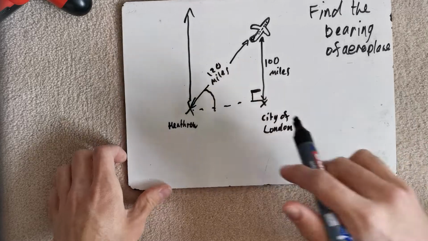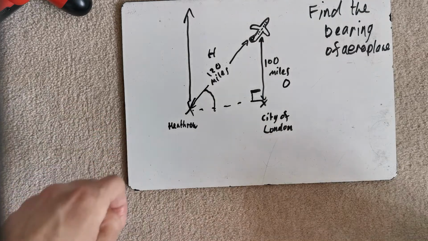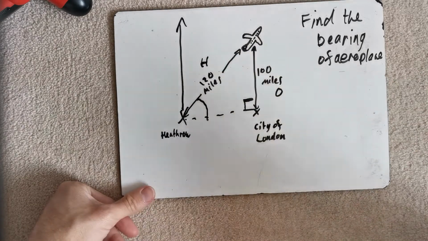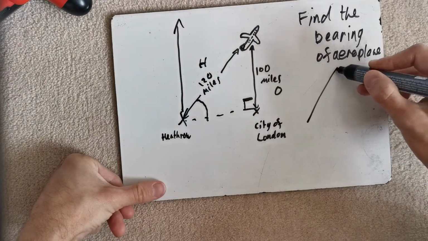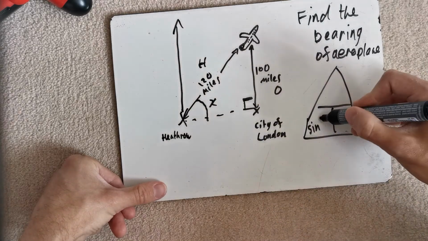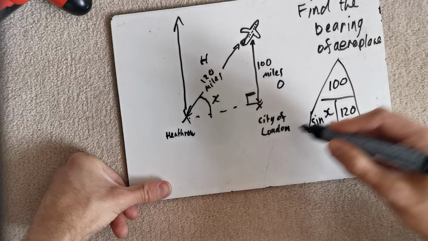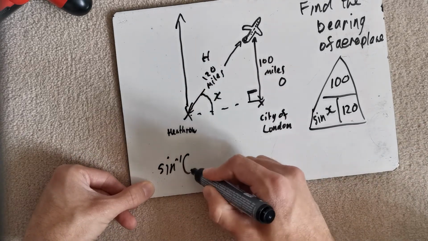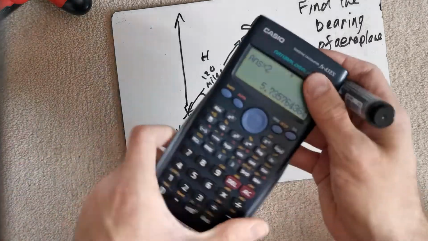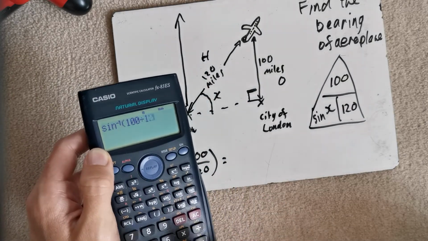So let's do that. Let's label the sides. So we've got our hypotenuse and we've got the opposite again. There's a lot of sine today. I'm neglecting cos a lot today. So we've got the O, we've got the H. We're going to be using sine again. So sine, I'm going to call that x. Sine x is opposite over hypotenuse. So we're going to use inverse sine of 100 divided by 120. See how that comes out. See what the angle is there. So inverse sine of 100 divided by 120.